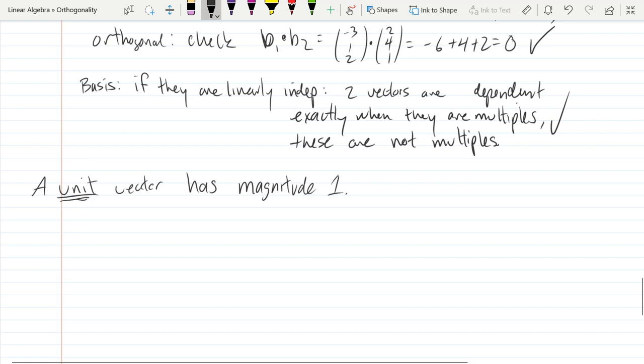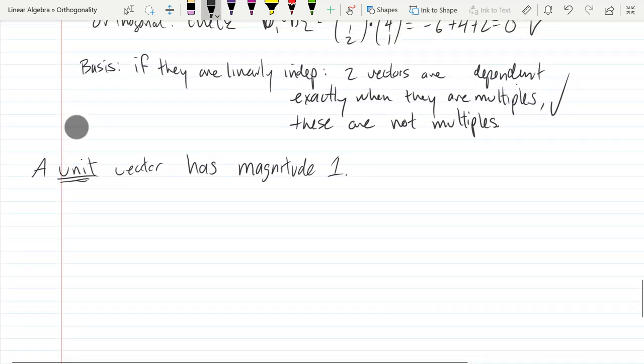What's other good uni words? University. There's only one. Unicorn. There's only one horn. There we go. All right, that's a good one to move on from.